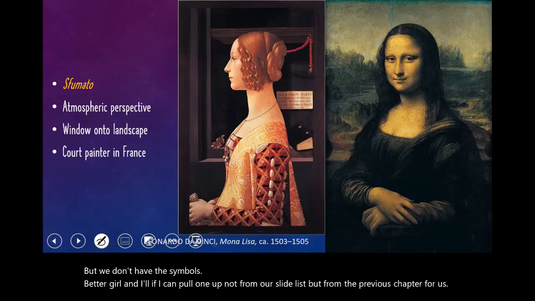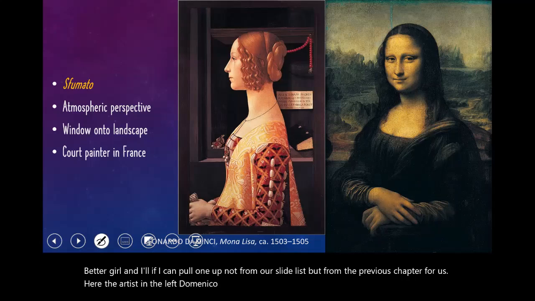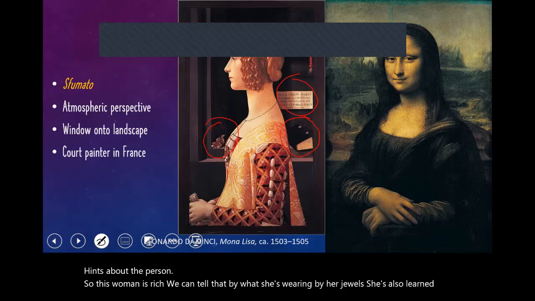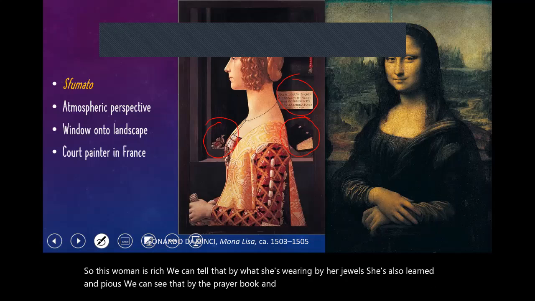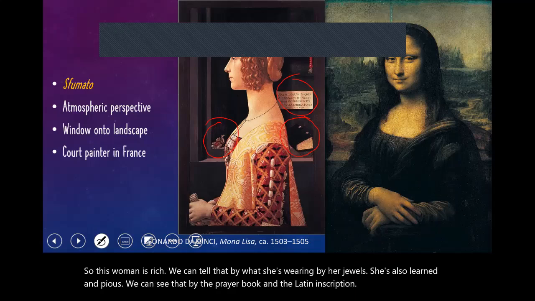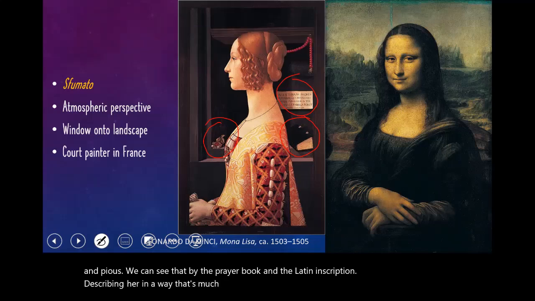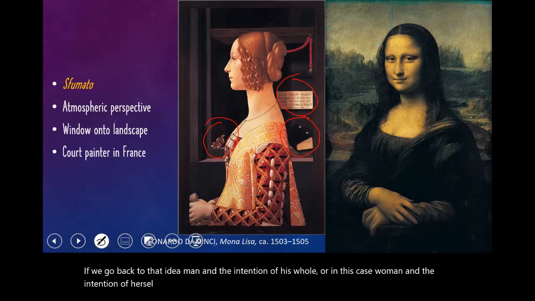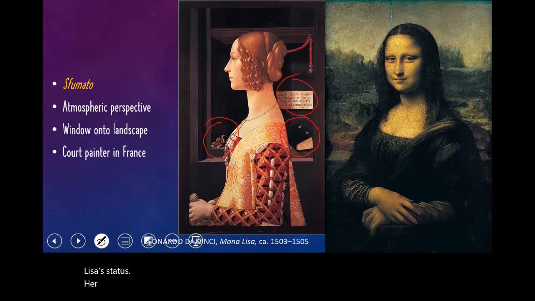The artist on the left, Domenico Ghirlandaio, included hints about the person. So this woman is rich. We can tell that by what she's wearing, by her jewels. She's also learned and pious. We can see that by the prayer book and the Latin inscription. He's describing her in a way that's much more biographical. If we go back to that idea, man and the intention of his soul, or in this case, woman and the intention of her soul, Lisa's status, her wealth, her education is not what Leonardo's painting here.